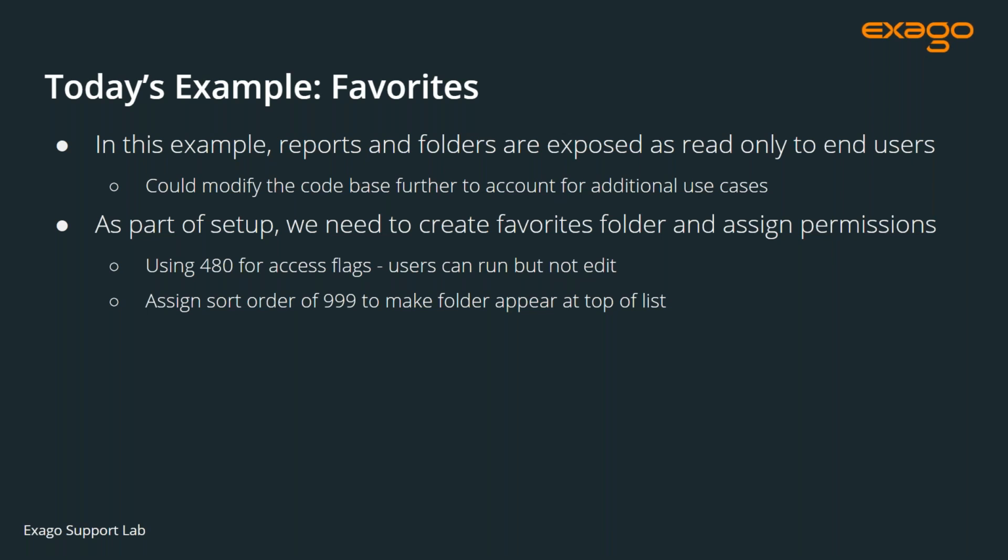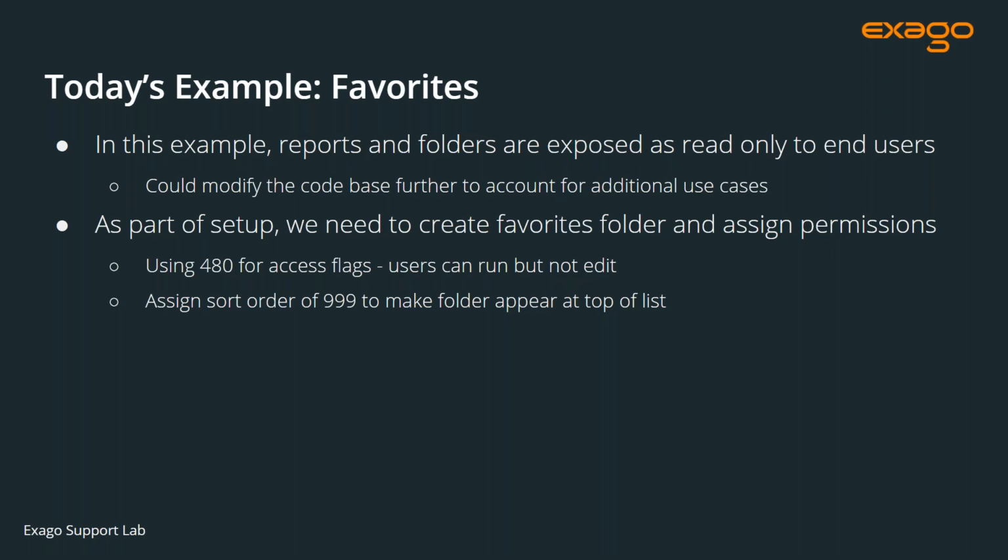One other thing here, as part of the setup, I'm not going to show this in the lab today, but we do need to actually create this favorites folder and assign the relevant permissions ahead of time. In this case, we're going to be using the access flag in the content access table. We're going to be setting that value to 480 across the board. That's going to be present on all of our folders and reports, including the favorites folder.